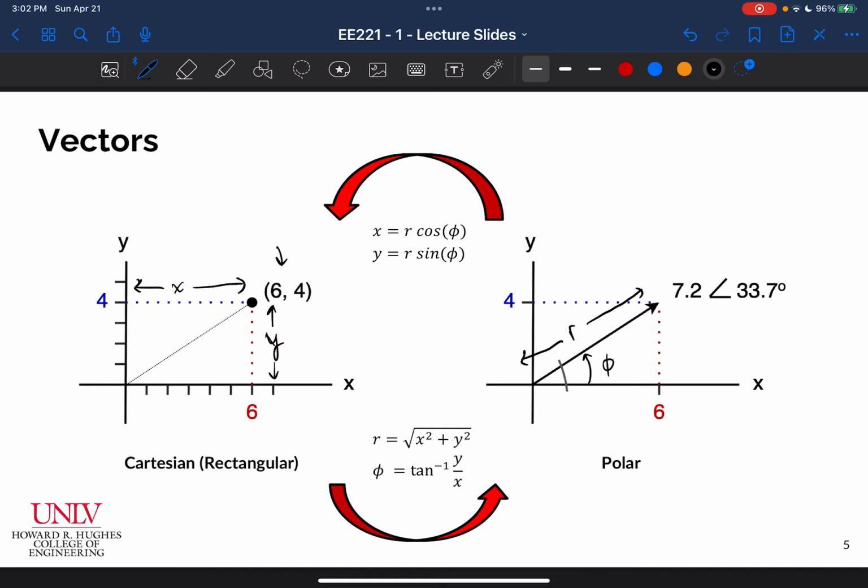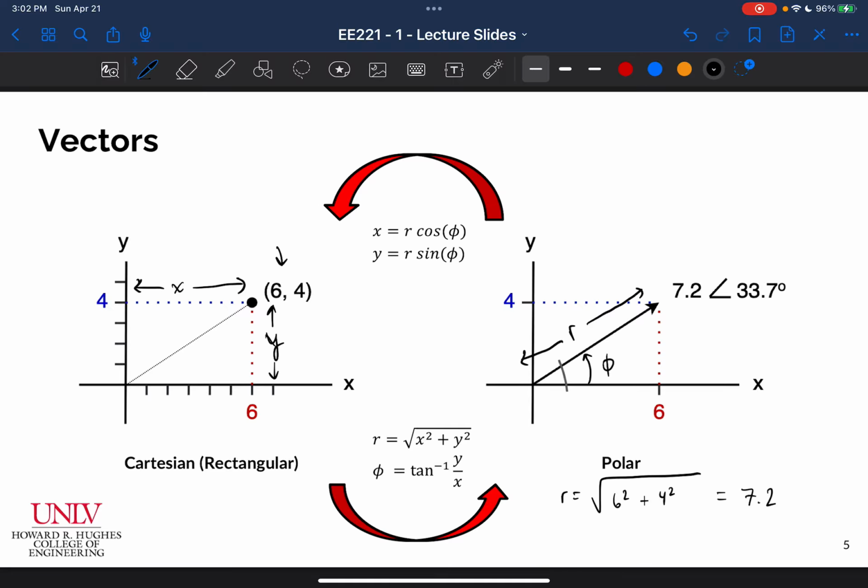So if I wanted to figure out what this 6, 4 is in polar coordinates, I would use these two equations right here. Let's do the first one. You can see that this is literally just the Pythagorean theorem for a right triangle. So r is going to be the square root of x squared plus y squared. X in this case is 6, Y is 4, and if I throw this in my calculator, I get 7.211, which I can just approximate as 7.2. That's how I got this.